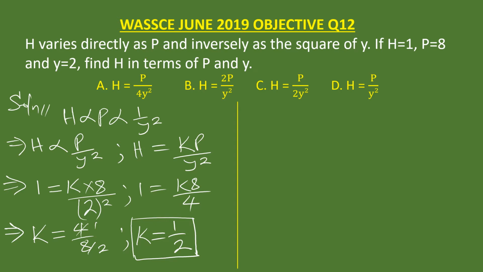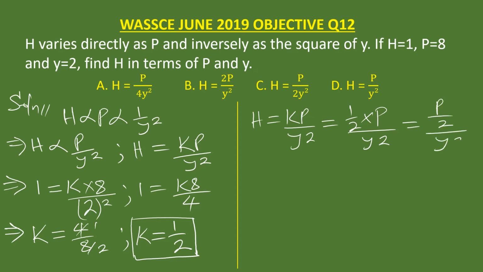Now they said find H in terms of P and Y. So since we have known the value of K, all we need to do is to do what? Insert the value of K into this equation. So let's proceed. From here we have that H is equal to KP over Y squared. That means K is what? Half times what? P over what? Y squared. This is equal to what? P over 2 over what? Y squared. Now this simply means that H is equal to what? P over 2 over Y squared.